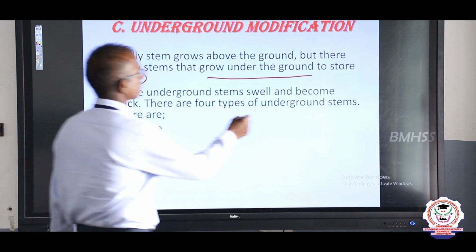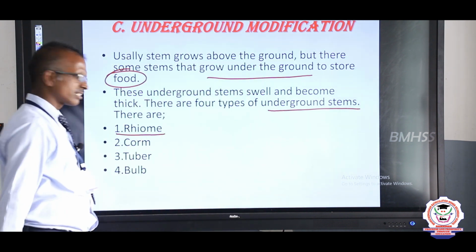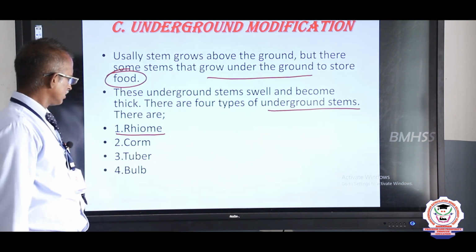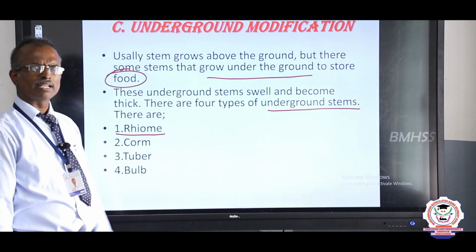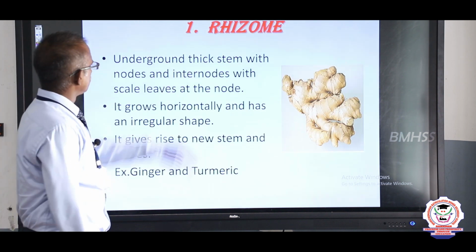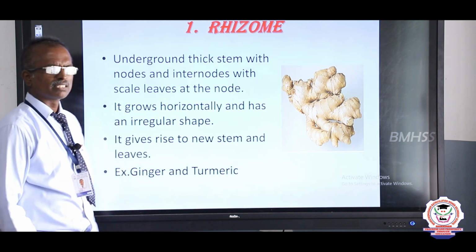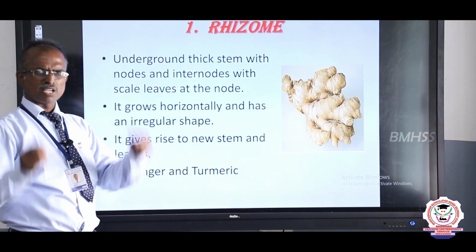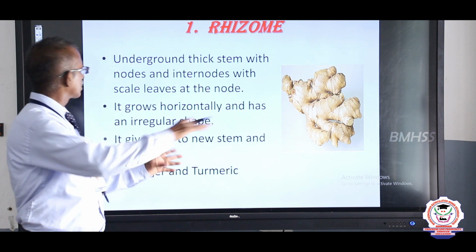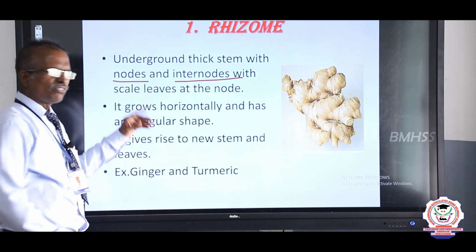There are four types of underground stems. The first one is rhizome, second is corm, third is tuber, and fourth is bulb. Now we have to see the first one, rhizome. For this we take turmeric and ginger. It has a thick stem, and it has nodes and internodes present.